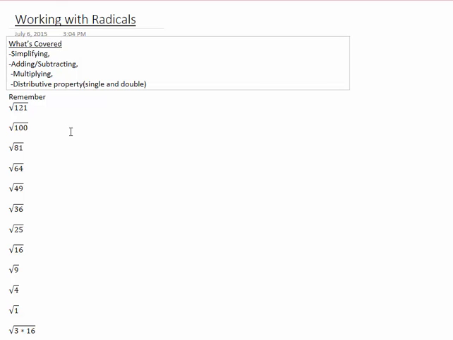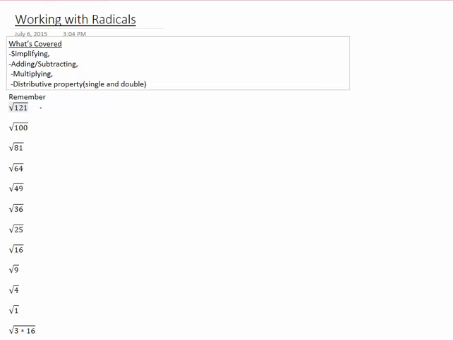In today's lesson, we're going to start to look at radicals, and radicals are our square roots that are all listed here. So it's a good idea, without a calculator, to be able to answer all of your perfect squares from 1 to 121. So keep in mind, a perfect square has an answer of a number multiplied by itself.